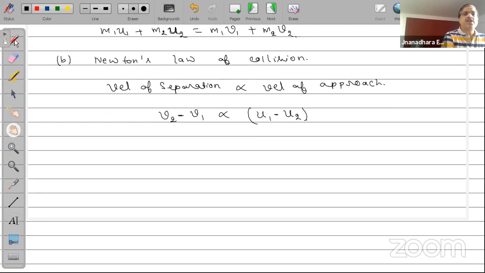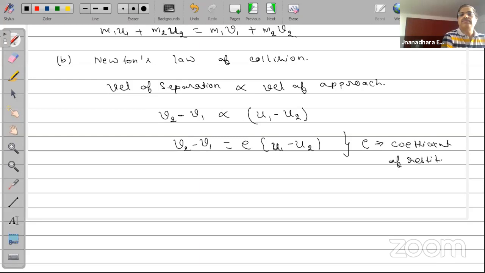Now, the proportionality sign can be replaced with a constant, which is given to be e, where e is called the coefficient of restitution. e is a very peculiar value. It will remain constant for a given pair of objects. It will depend on what the objects are made of, and so on. So it remains constant only for that particular collision.